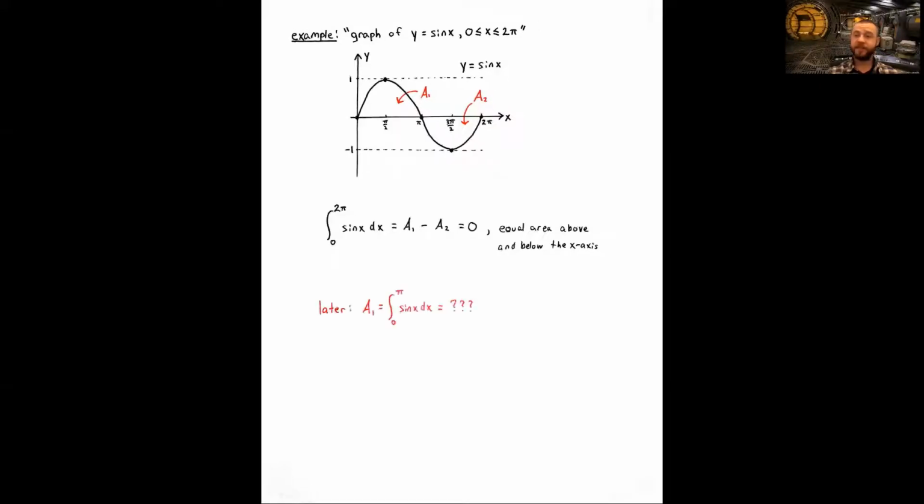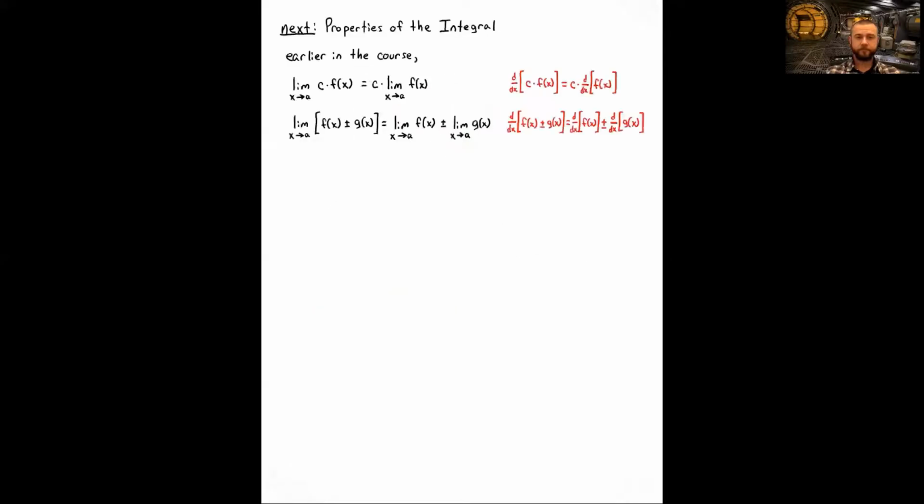All right, now what we're going to see later in the course, we don't have all the tools yet available. What is the area, perhaps, of just the interval from 0 to pi? So what is the area of that region, A sub 1? We'll be able to answer that shortly, but we don't have all the tools yet. All right, so we'll come back to that in one of our last lectures.